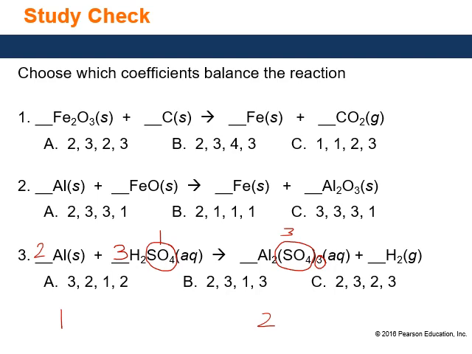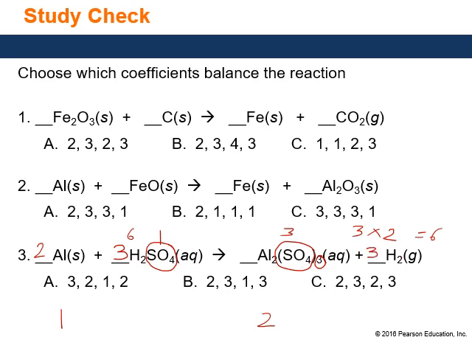Now, because I added a 3, that changes my hydrogen. How many hydrogen do I have here now? On the left, 3 times 2, 6. How many do I have here? 2, which means I need to make this 6. So I should multiply 2 by 3, which means I put a 3 right here.